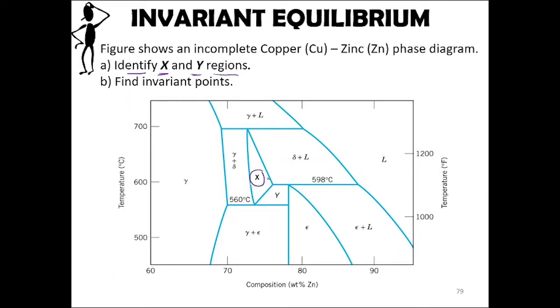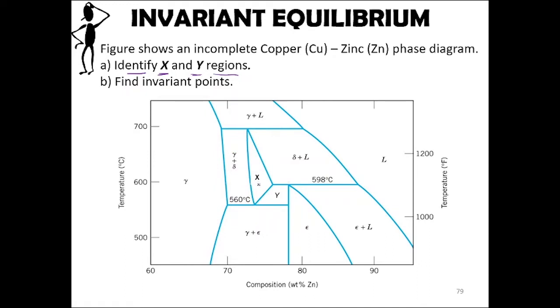X is over here and Y is over here. For X and Y, invariant equilibrium occurs over here. At this point, the three phases coexist. So first we need to determine what the three phases are. The first one we have is gamma, the second is delta phase, and the third is epsilon phase.